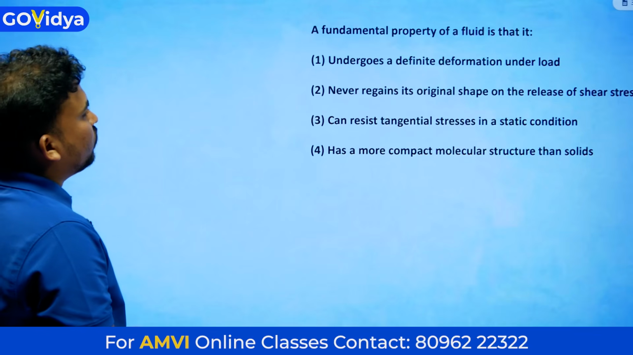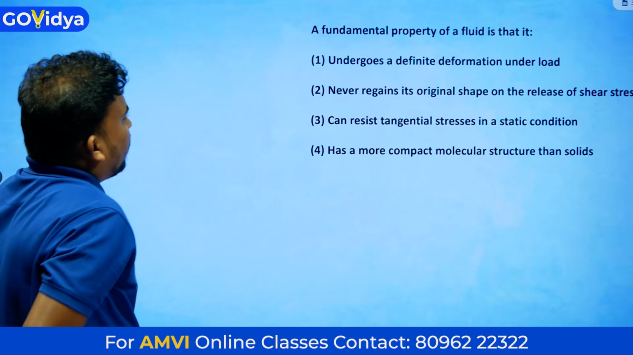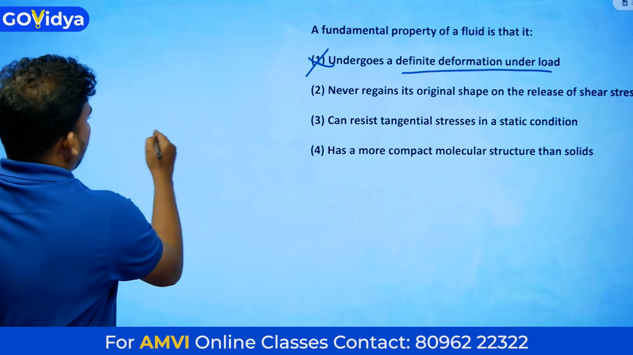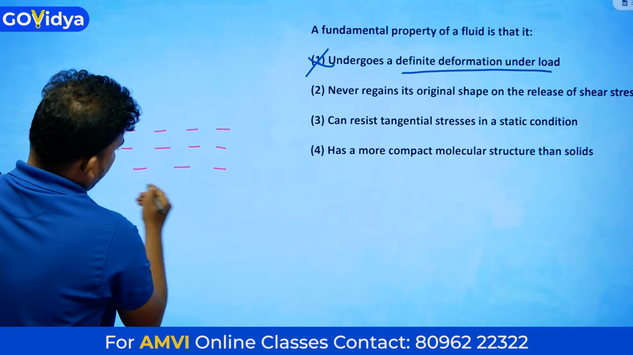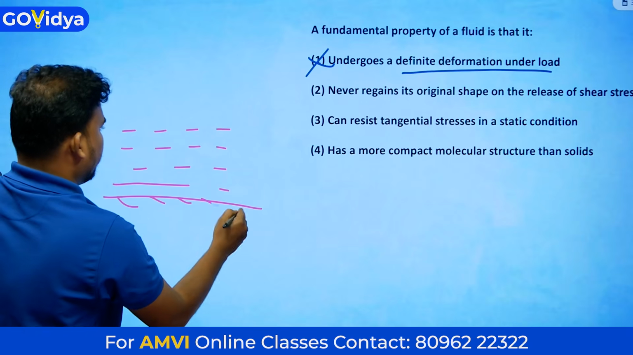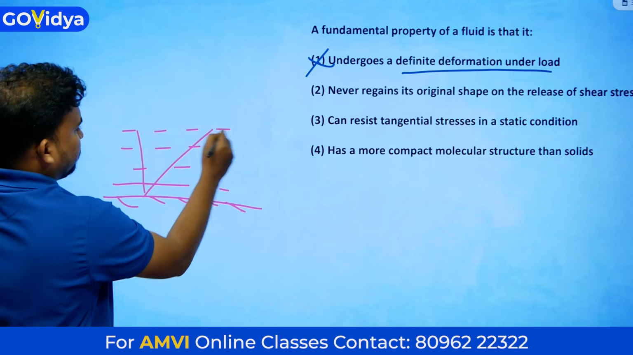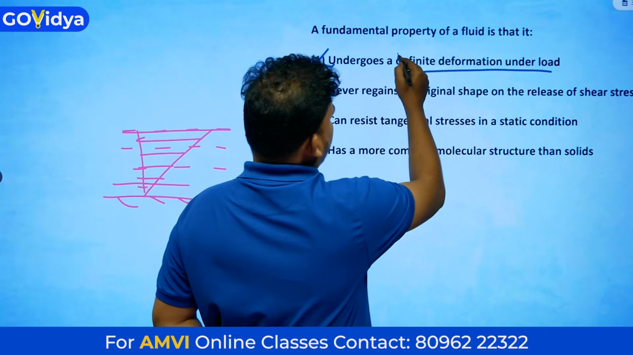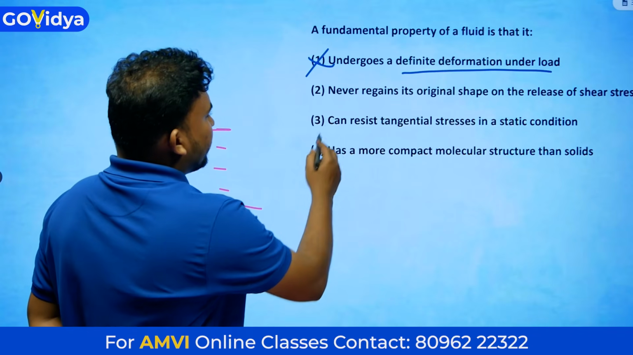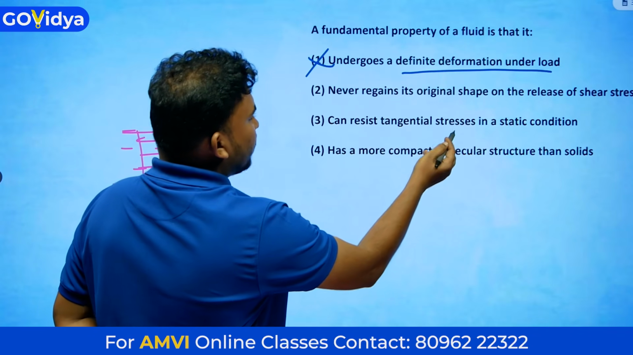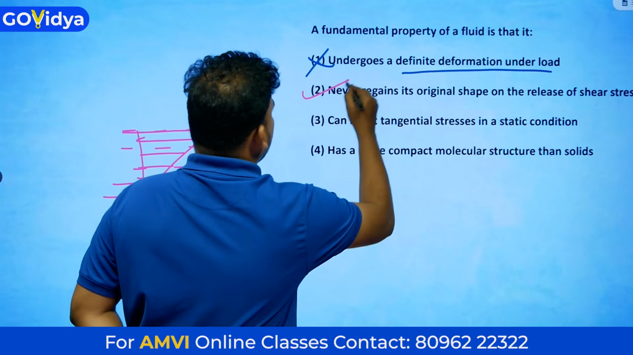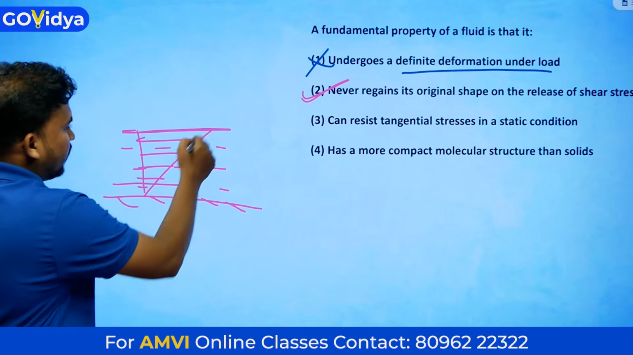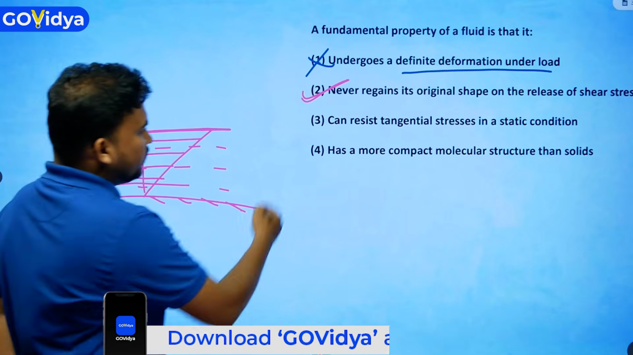The fundamental property of a fluid is that option 1, undergoes a definite deformation under load. Which is not correct. Actually, when you apply the load on the fluid, it will try to deform continuously, right? Continuously it will deform, so it is not definite, it is indefinite. And never regains its original shape after the release of shear stress. Yes, it is the correct answer, because it is not like a metal. It is a fluid, so when you apply the shear stress, the fluid continues to deform and will not regain its original shape. We will see the other options also.